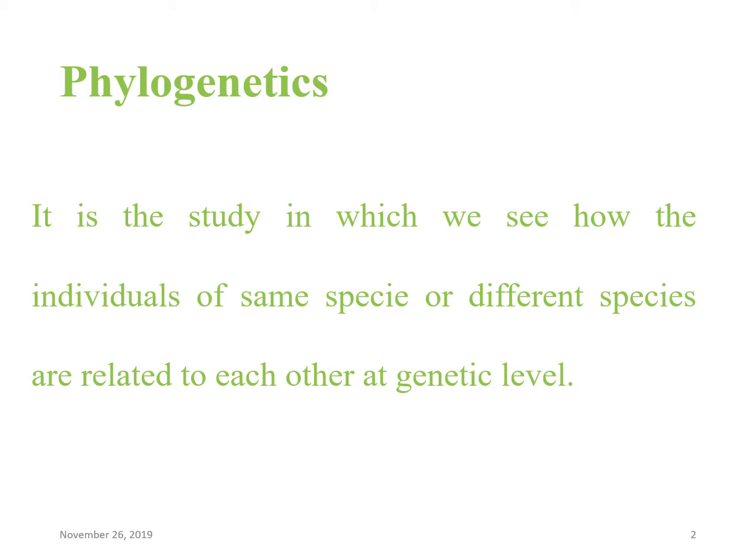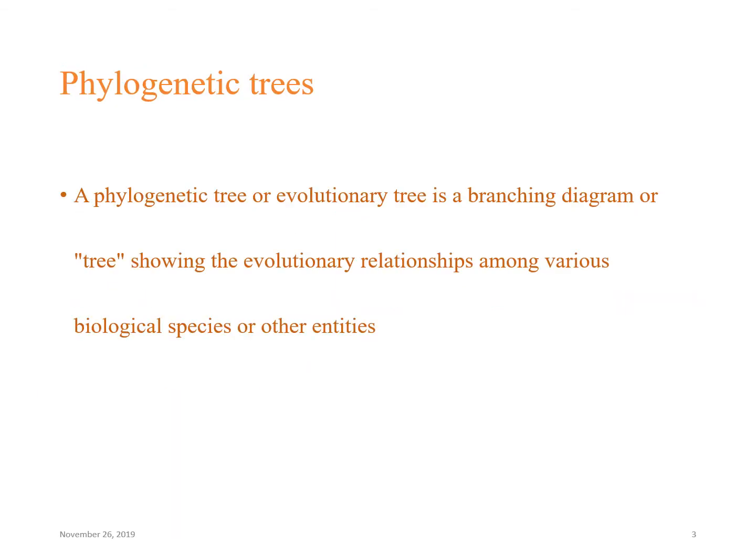Before moving onwards, there are a few basic terms that we all must know. First of all, what is phylogenetics? It is a study in which we see how the individuals of the same or different species are related to each other at the genetic level. Now, what is a phylogenetic tree? A phylogenetic tree, also known as an evolutionary tree, is a diagram that shows evolutionary relationships among various sequences, various biological species or other entities.